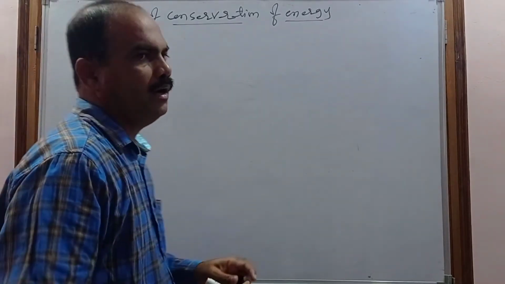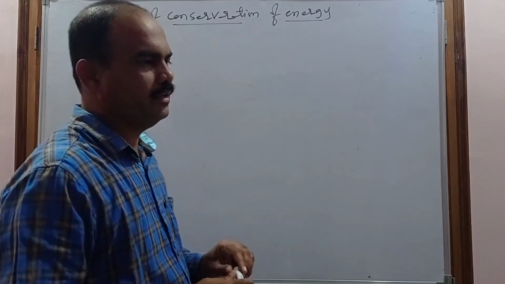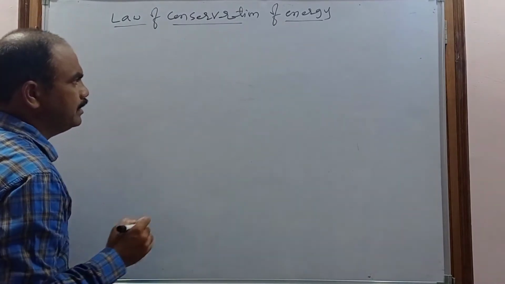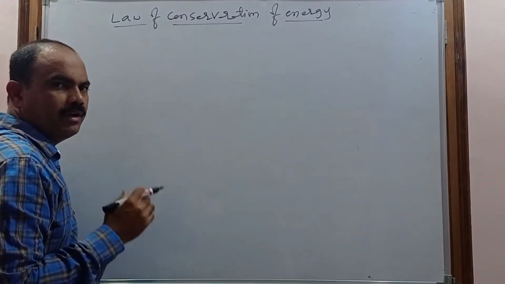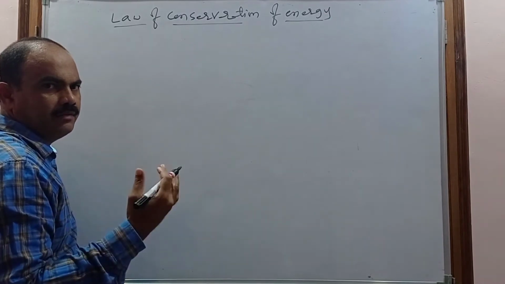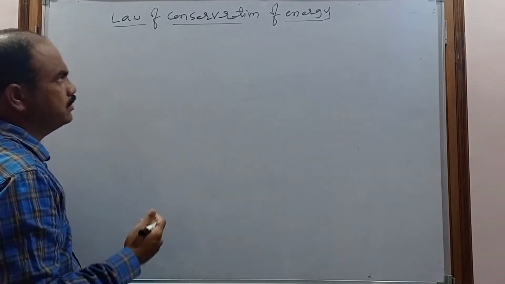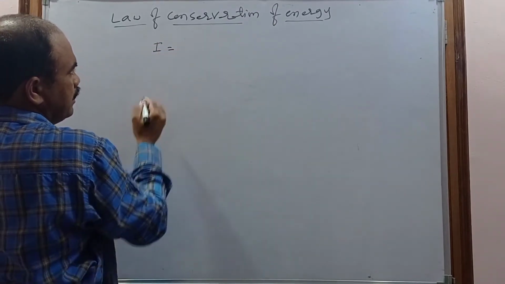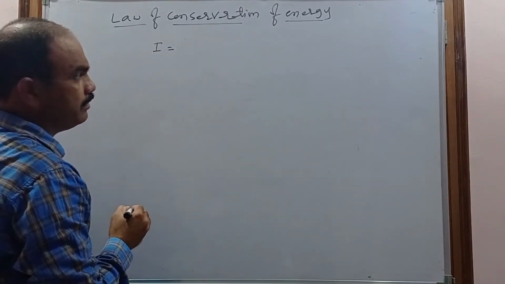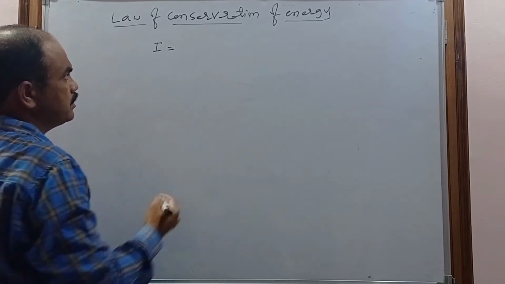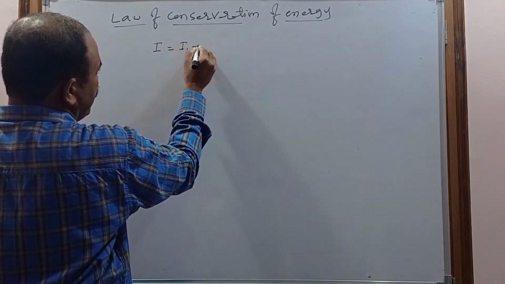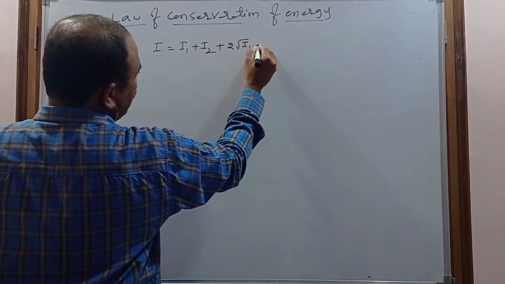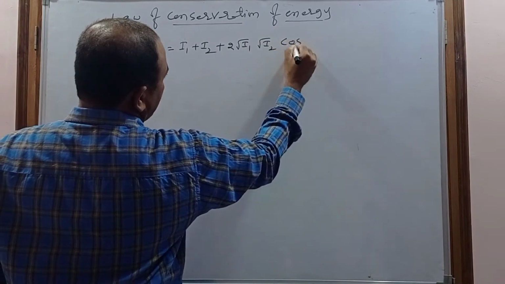So now coming to the law of conservation of energy. Law of conservation of energy in case of interference. To explain this one, I am taking the intensity of light in case of interference formed at a place. So the formula for the intensity of the light at a point is the intensity of the light due to interference of the coherent waves, equal to I1 plus I2 plus 2 into root I1 root I2 into cos phi.